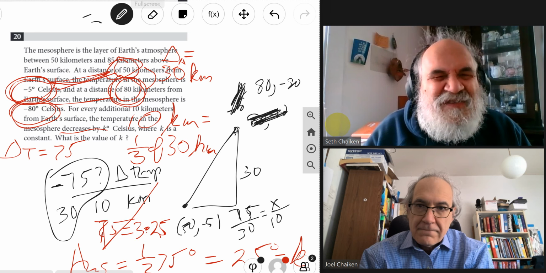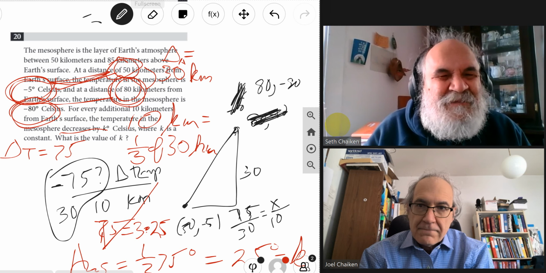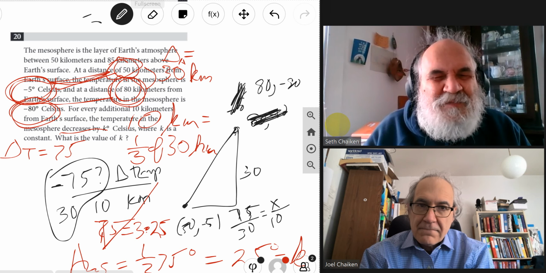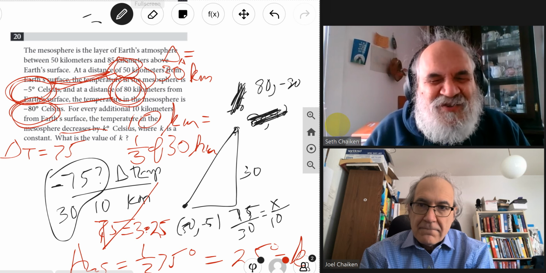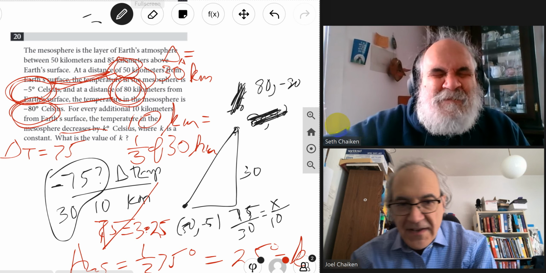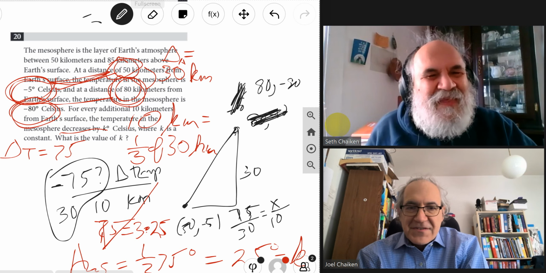I didn't even think of the sign. I just think, okay, the difference between a -5 and an 80 is the absolute value. This is 75. This difference is 30, and the appropriate answer will be positive. So I take just 1/3 of the positive number 75 and get 25.